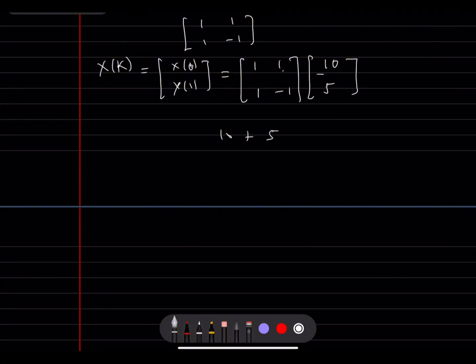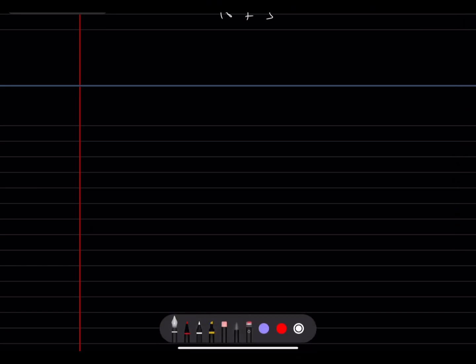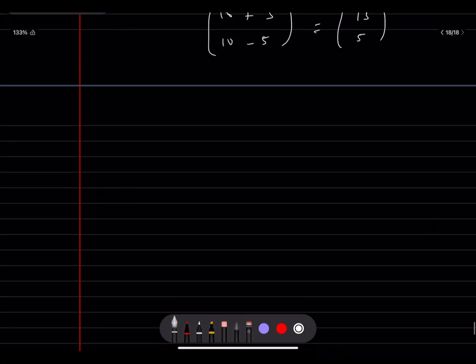That's 15. And then when you come down here, we are going to get 1 times 10 is 10, and then negative 1 times 5 is minus 5. So at the end of the day, we are going to get 15, and then 5. 10 plus 5 is 15, and then 5, and therefore we can see that our X of k is equal to 15 and 5. So as you can see, this is the easiest way of solving for the DFT instead of using the direct computation.